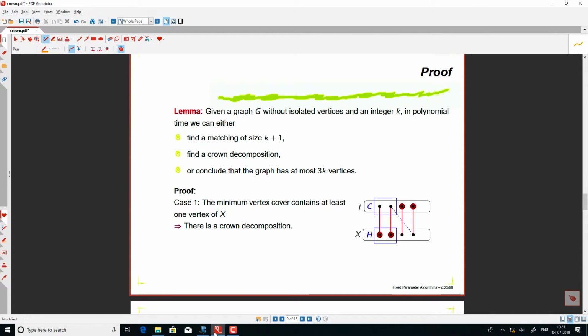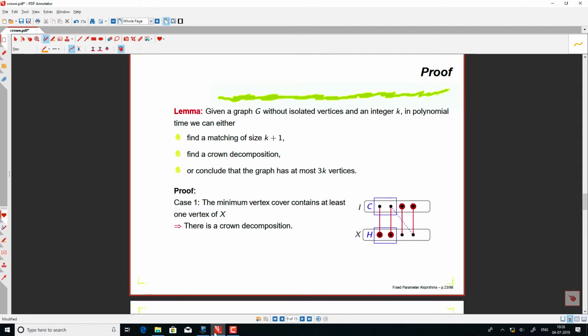Because I would have picked it into H otherwise, because H is exactly the set of vertices from here which are in the vertex cover. So these vertices are not in the vertex cover, because in any matching edge, exactly one vertex is picked. So if I have an edge like this, who is covering that? This is not in the vertex cover, this is not in the vertex cover, which is a contradiction. So you cannot have that kind of edges. That satisfies the third condition, and hence what I have is a crown. Okay?